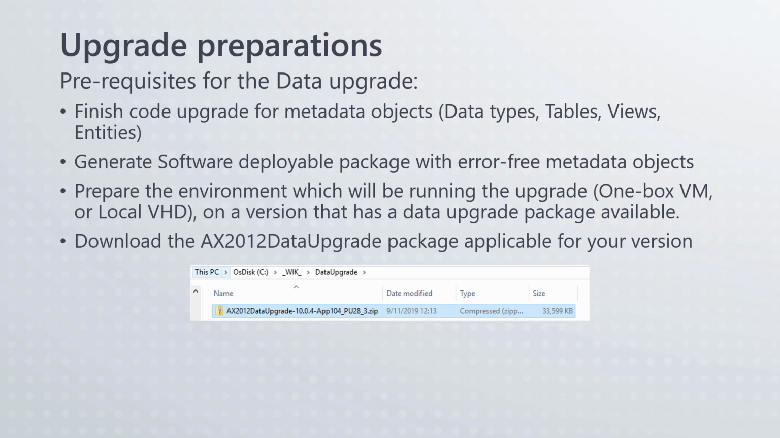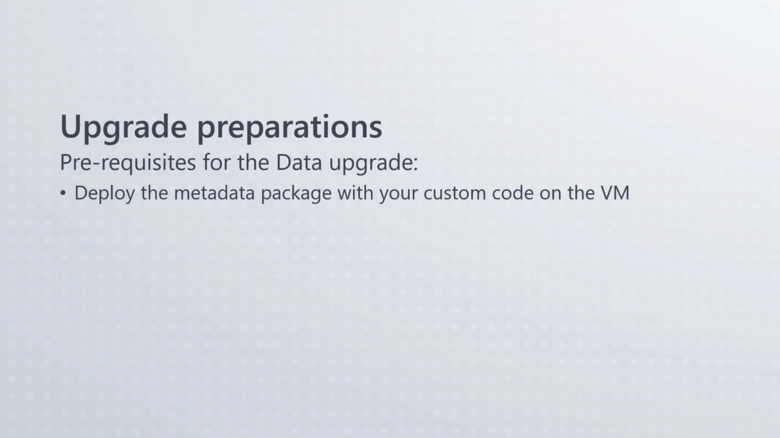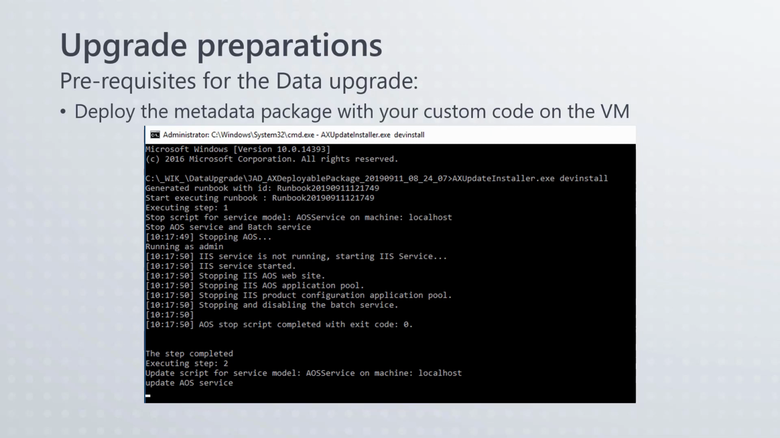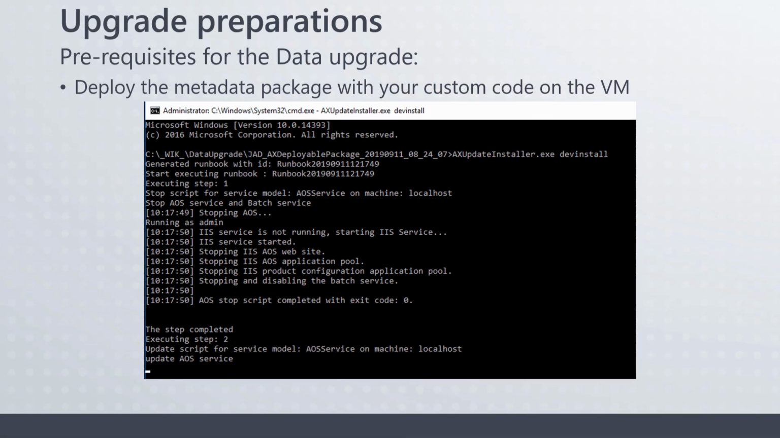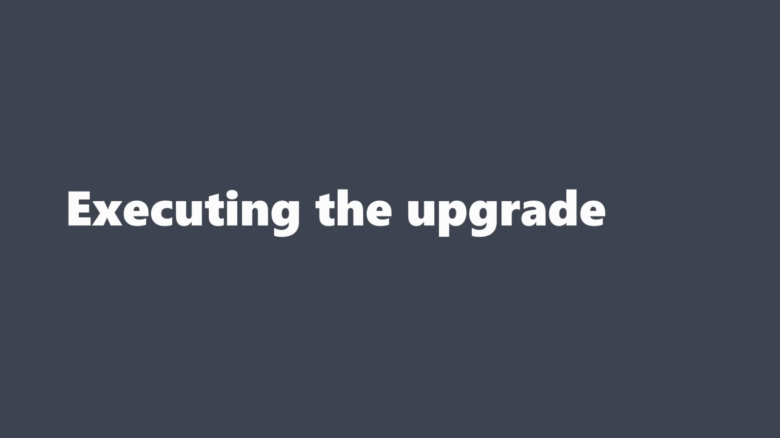You have to download the AX 2012 data upgrade package, applicable for your version. Now, this is only released for the globally available latest platform and application version. You will not be able to find the data upgrade package for a preview version. You deploy your metadata package with your customized code on the virtual machine. For that, you will be using the AX Update installer as you normally do. Then you can get to the point of executing the upgrade.